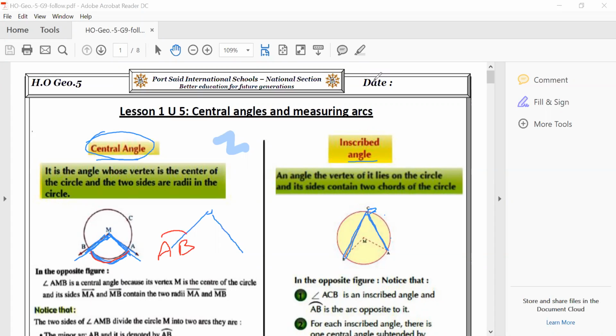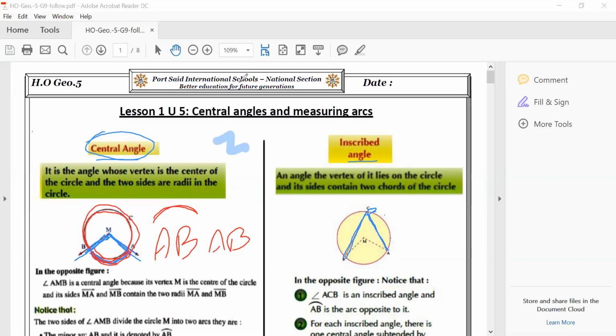You remember when I'm writing a line segment, I write it like this. But if I want to say an arc, I will write AB and put a small arc above it. So the two sides of the angle divide the circle into two arcs: the minor arc AB, denoted by arc AB, and the major arc AB, this other one. But this one I must name ACB, in order to differentiate between the small one and the big one.